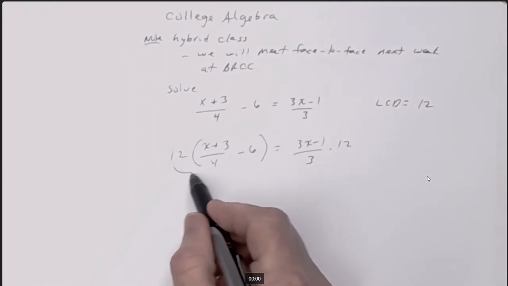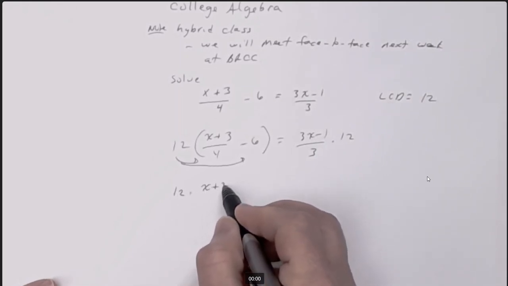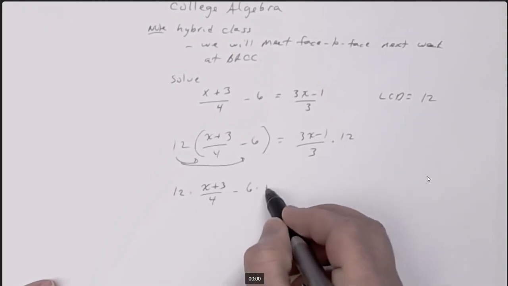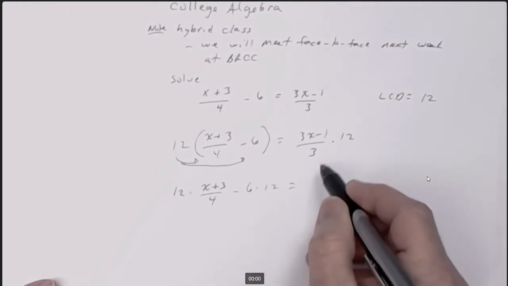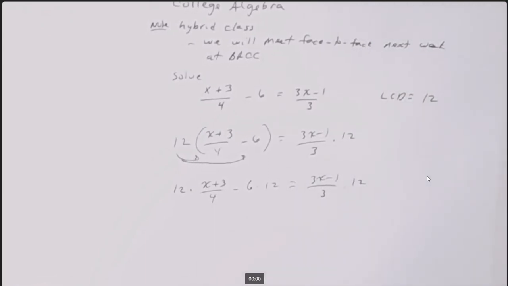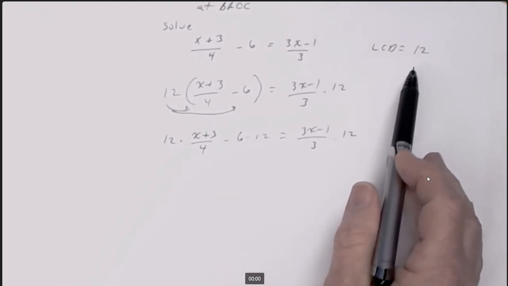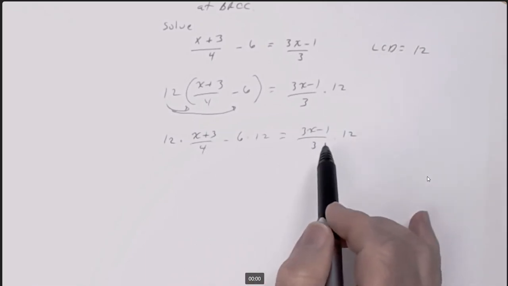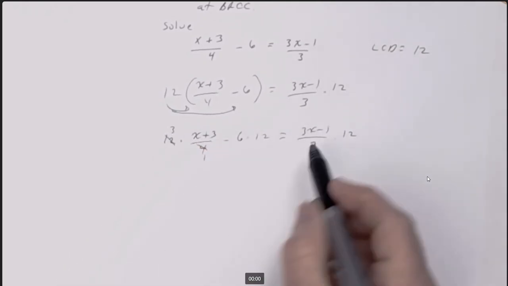And so I get 12 times x plus 3 divided by 4 minus 6 times 12. So this will be multiplied by 12, and this will be multiplied by 12, equal, and I'm going to just go ahead and rewrite this over, 3x minus 1 divided by 3 times 12. All right, once you get to that point, the next thing was to reduce. So remember, the whole purpose of multiplying both sides by the least common denominator is to get rid of these fractions. So if you're doing this correctly, you should now be able to reduce. 4 into 4 is 1, 4 into 12 is 3. 3 into 3 is 1, 3 into 12 is 4. And now what we have is this.